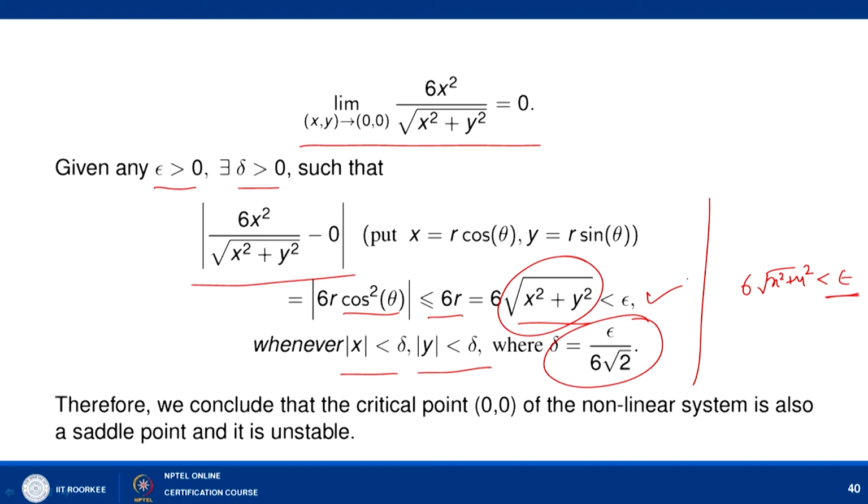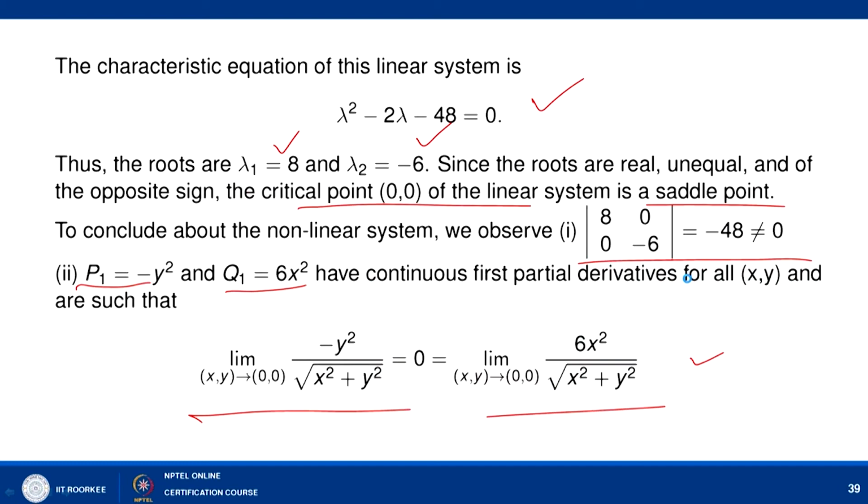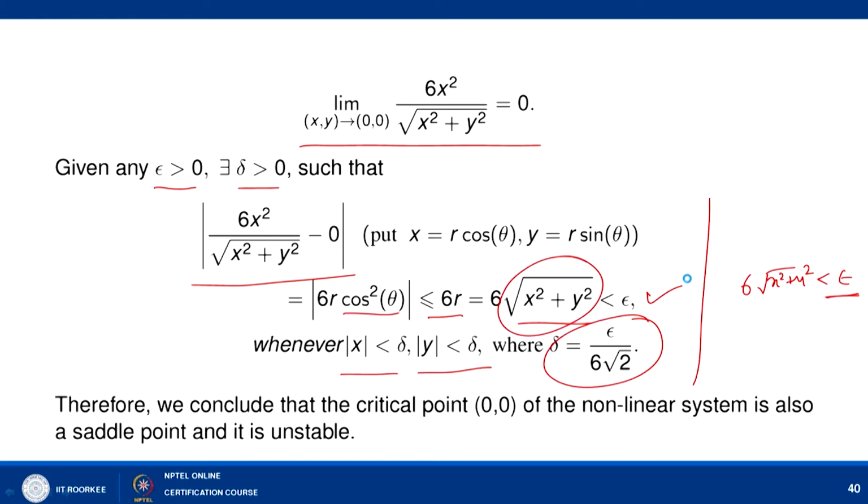In a similar way you can prove the other one also, that limit of (x,y) tending to (0,0) of minus y square upon under root x square plus y square is equal to 0. Therefore, we conclude that the critical point (0,0) of the nonlinear system is also a saddle point and it is unstable.